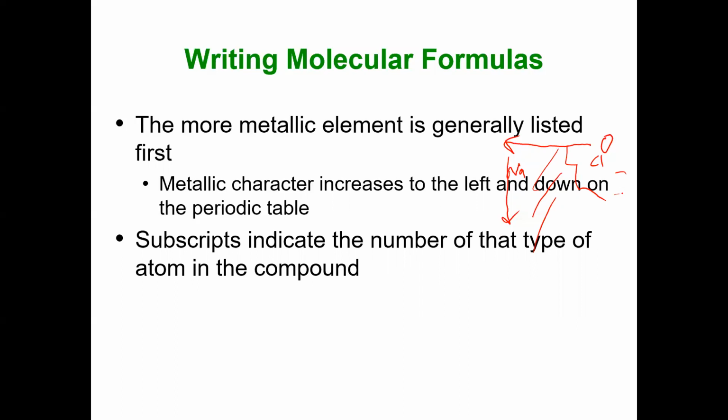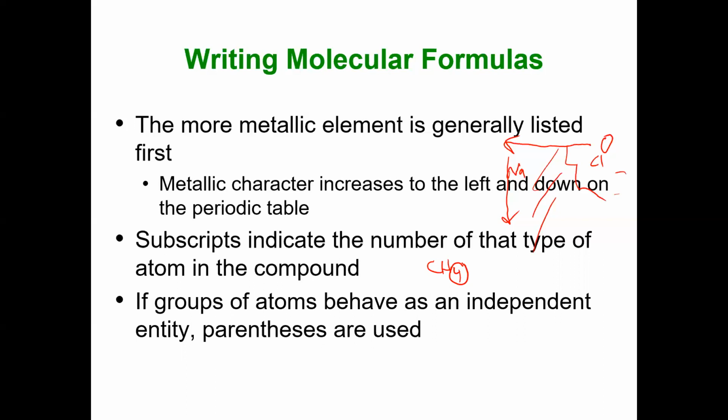We use the subscripts to indicate the ratios. So in CH4, we use the subscript 4 because in that compound of methane, there were 4 hydrogens to 1 carbon. So why is that important? Well, you've got to represent the right molecule. You've got to represent the right structure. So you need not just the elemental symbols, but you need the subscripts.